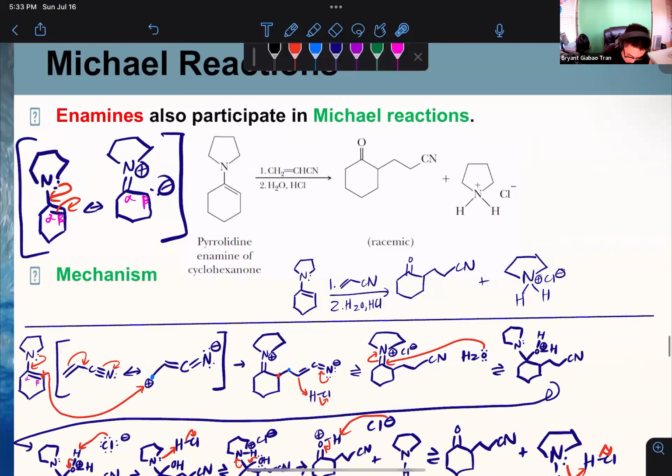And then you could also use this to do this mechanism. You could just draw this straight up right here instead of this, and then use this to attack, because this will end up as a product as well. This positively charged nitrogen right here.